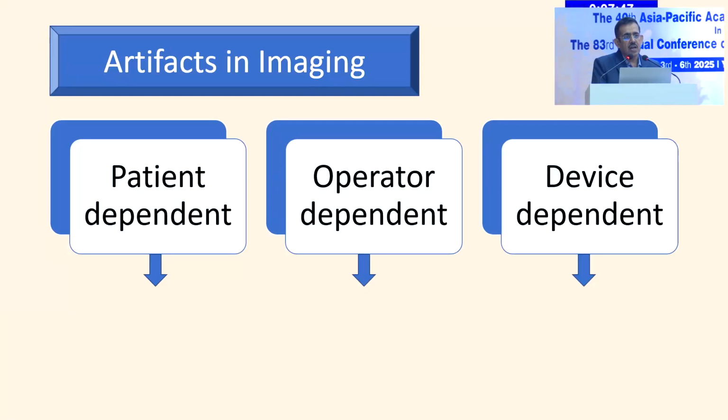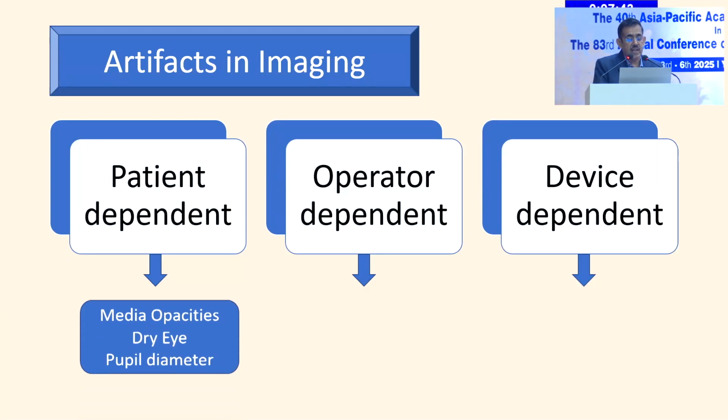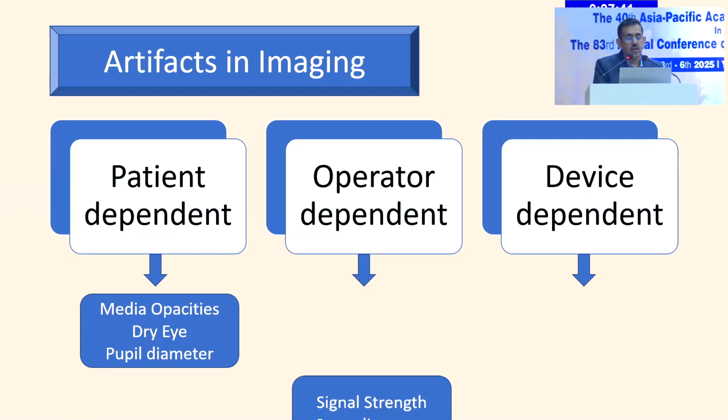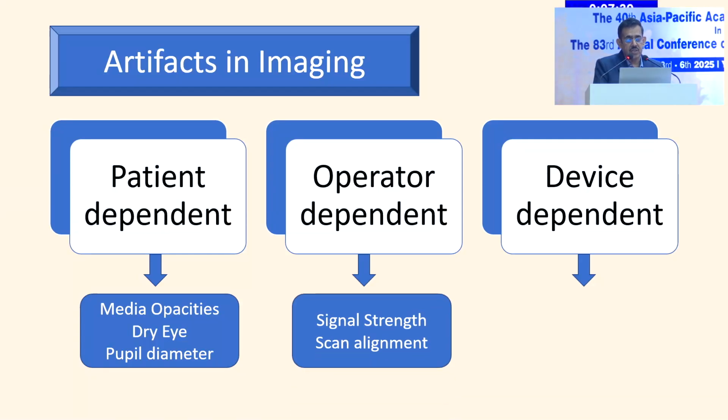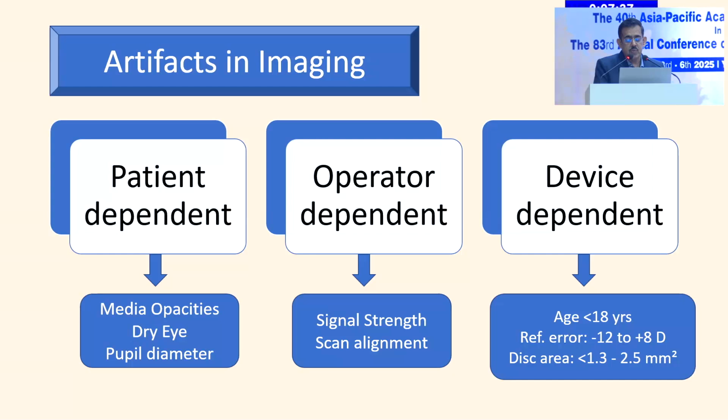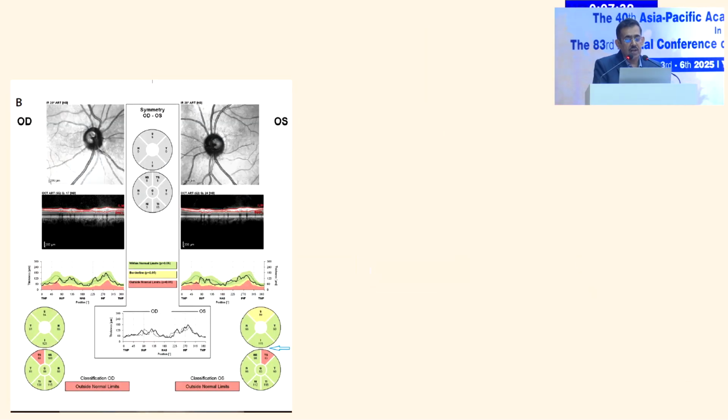All these artifacts can be broadly divided into 3 groups: patient dependent, like media opacities or dry eye; operator dependent, like signal strength and scan alignment; and device dependent, like normative database. I'll give a couple of examples of each group.